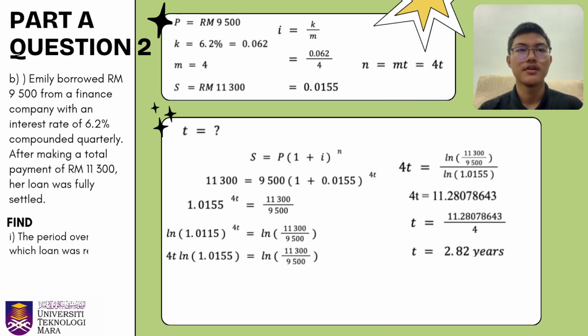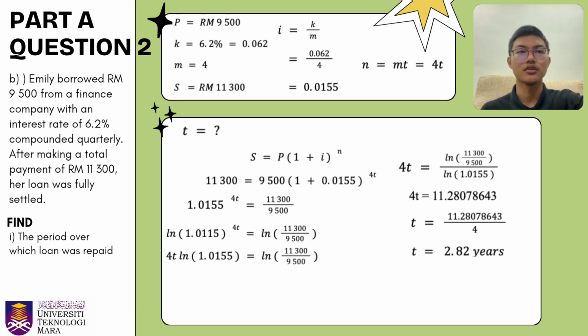Now for question B. For question 1, we need to find the value of T. Time. Just like the question above, we need to find first the value of I and N. So just substitute and you will get I equals to 0.0155 and N equals to 40.